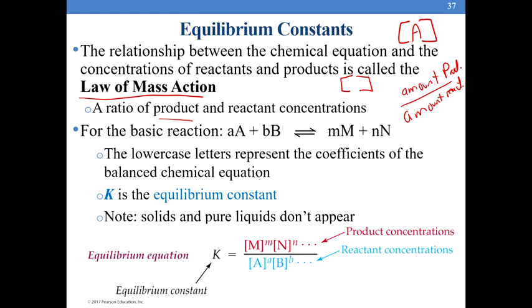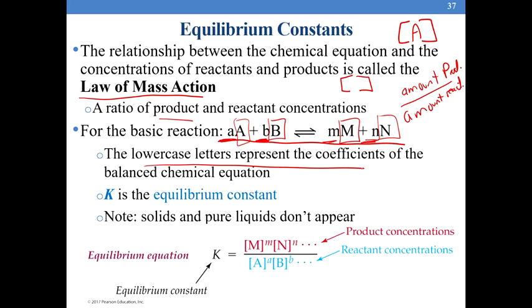I want you to stare at it closely, okay? So these little letters, the little a, little b, little m, and little n, are the coefficients that you would see in a balanced chemical reaction. And then the capital letters are all the molecules that are performing the chemistry in the reaction, okay? So that's what this says. Lowercase are coefficients, and the big letters are just the substances, okay?